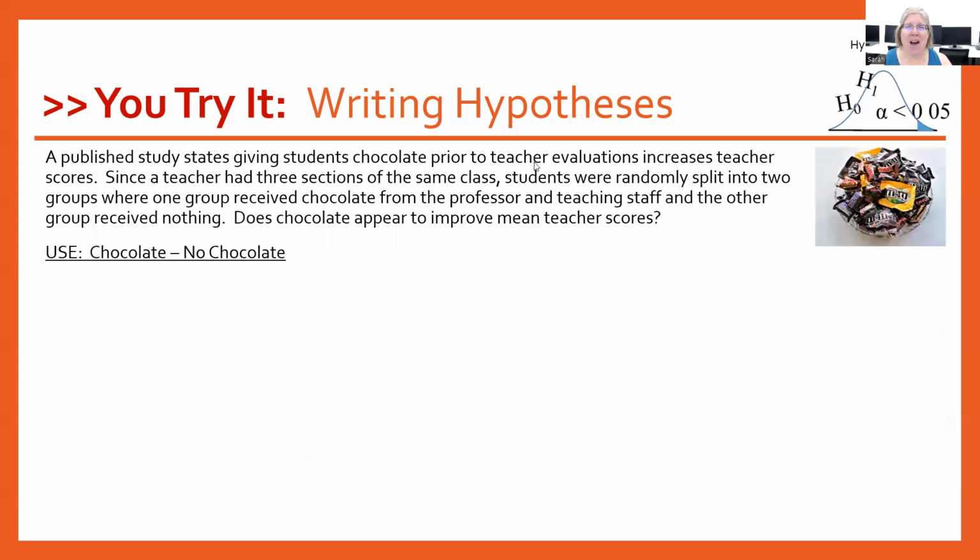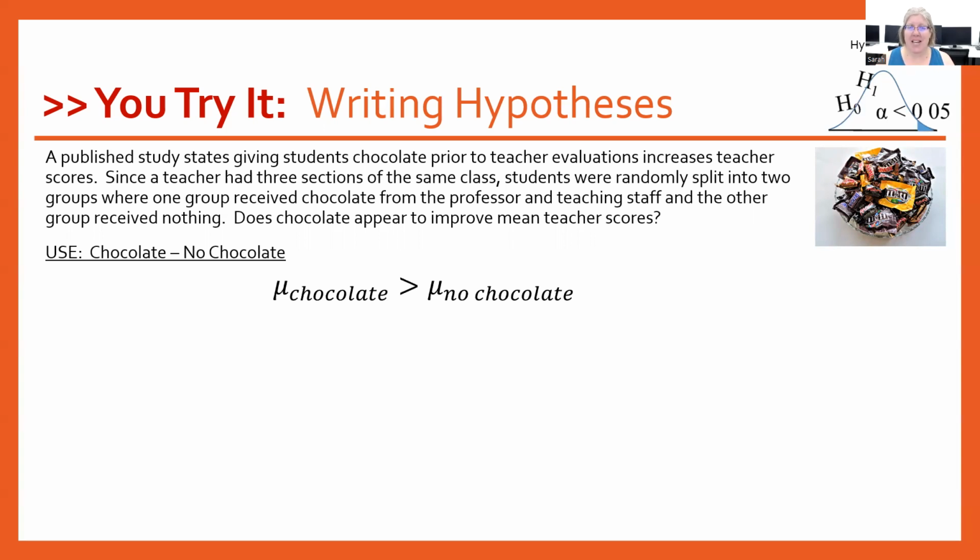All right, so let me show you how this tip works. The way I start this out is I take mu of chocolate on one side and mu of no chocolate on the other, and I mirror it to how the subtraction works. So chocolate was first, so chocolate is on the left. No chocolate was second in the subtraction, so it's on the right. The problem says, did chocolate appear to improve mean teacher score? So we're expecting the mean from chocolate to be bigger.